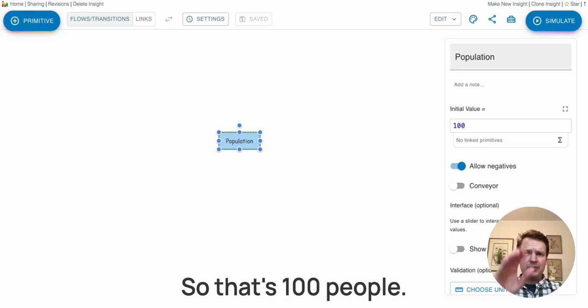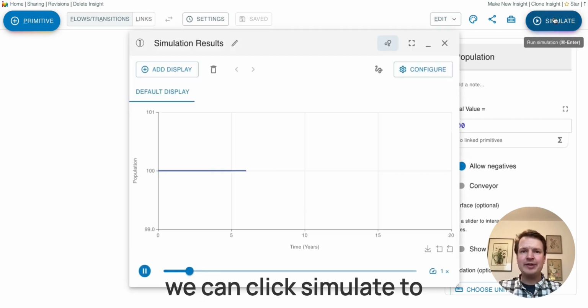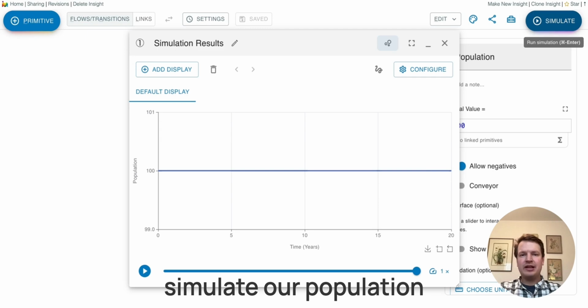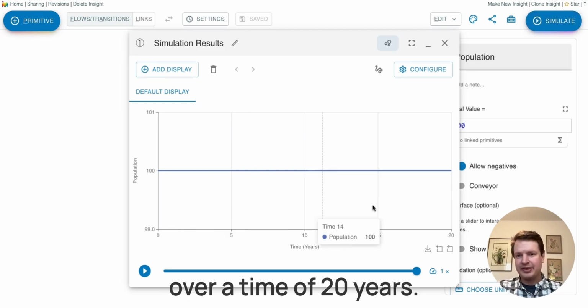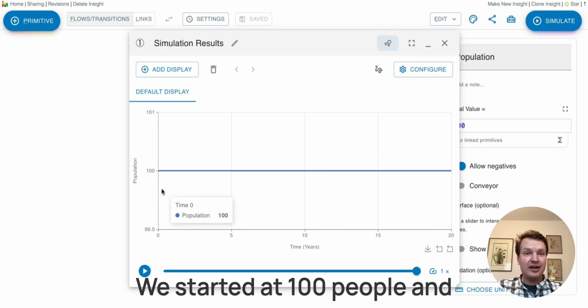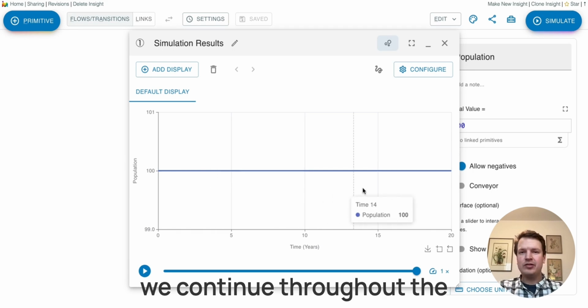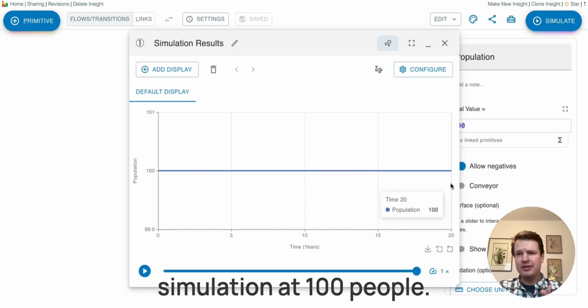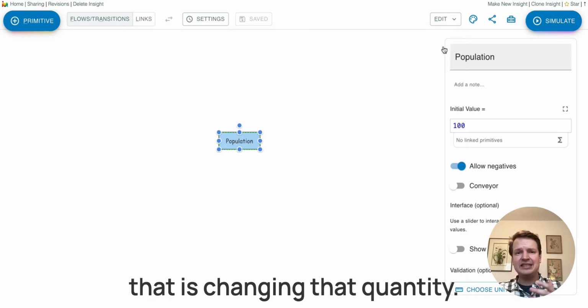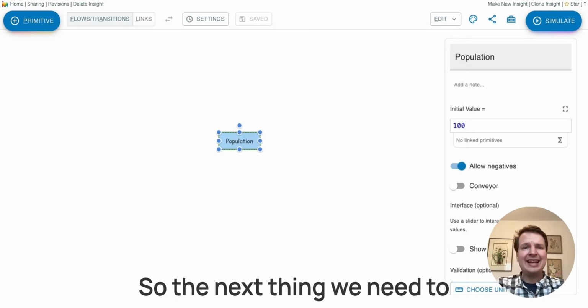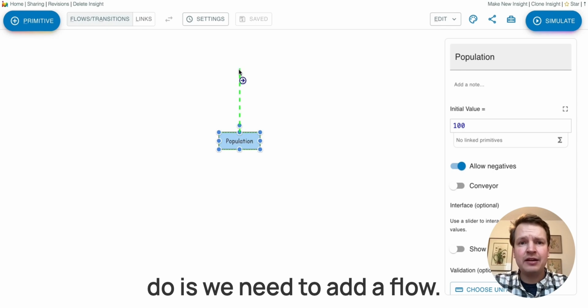So that's 100 people. Once we've done that, we can click Simulate to simulate our population over a time of 20 years. Now this looks very boring. We started at 100 people and we continue throughout the simulation at 100 people because we don't have anything that is changing that quantity. So the next thing we need to do is we need to add a flow.